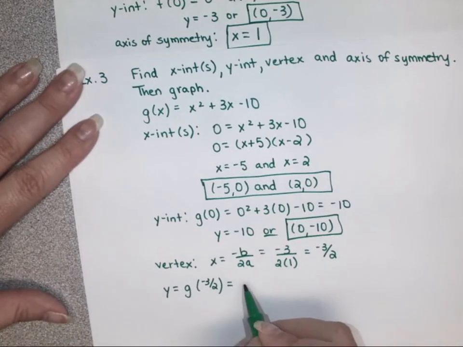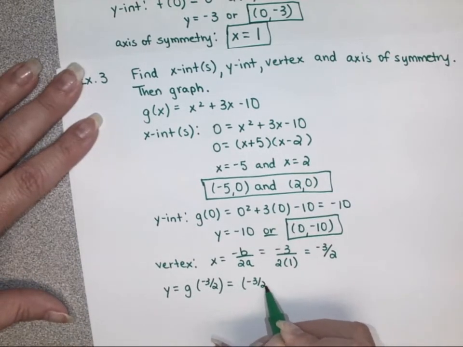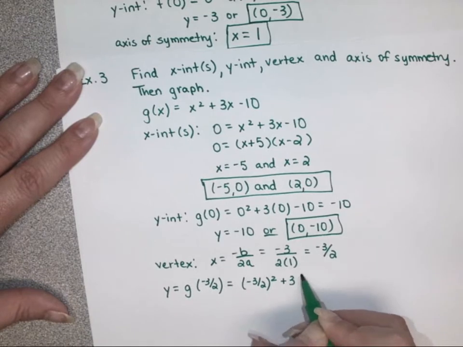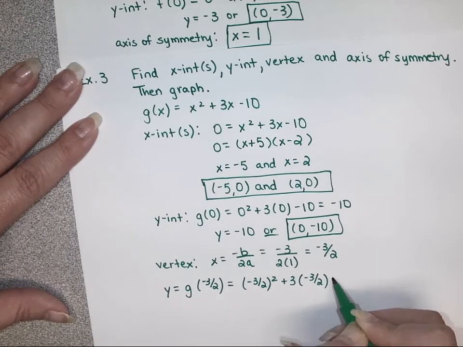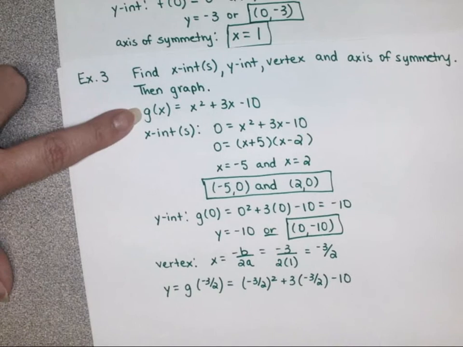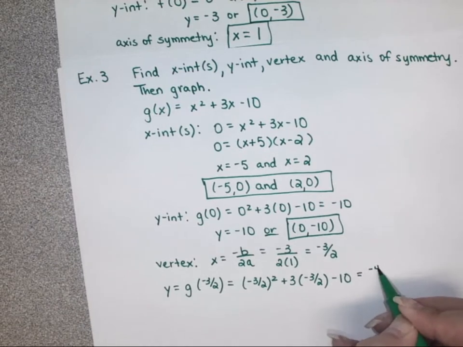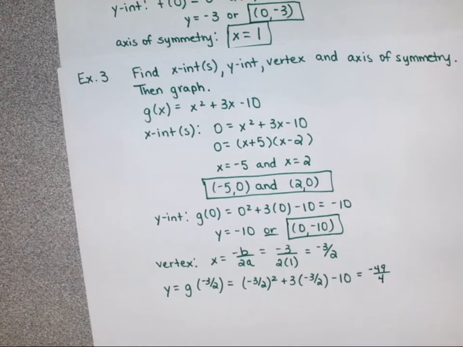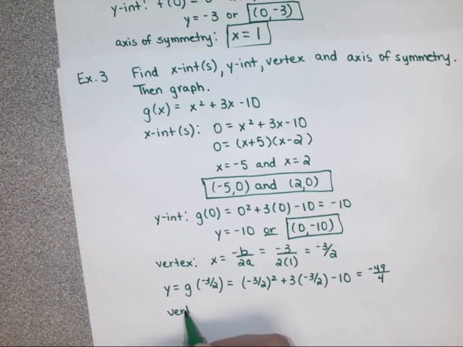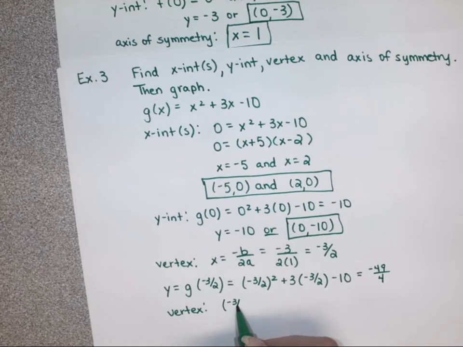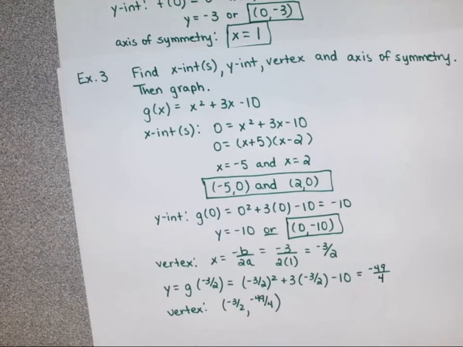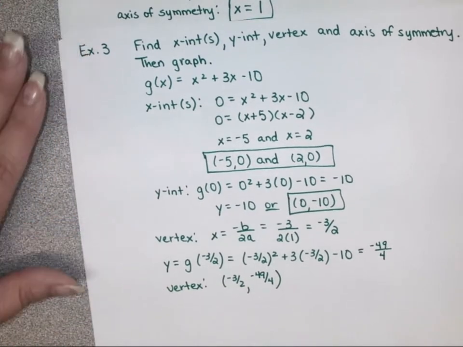Okay, so we're going to plug in -3/2. So it's going to look like -3/2 squared plus 3 times -3/2 minus 10. I'm using this equation, our g of x equation. And then remember, you can use the math fraction key. So this comes out to be -49/4. So if you're asked to enter in the vertex, fraction form is usually the way to go. So -3/2 comma -49/4 is what you would enter into MyMathLab for the vertex.